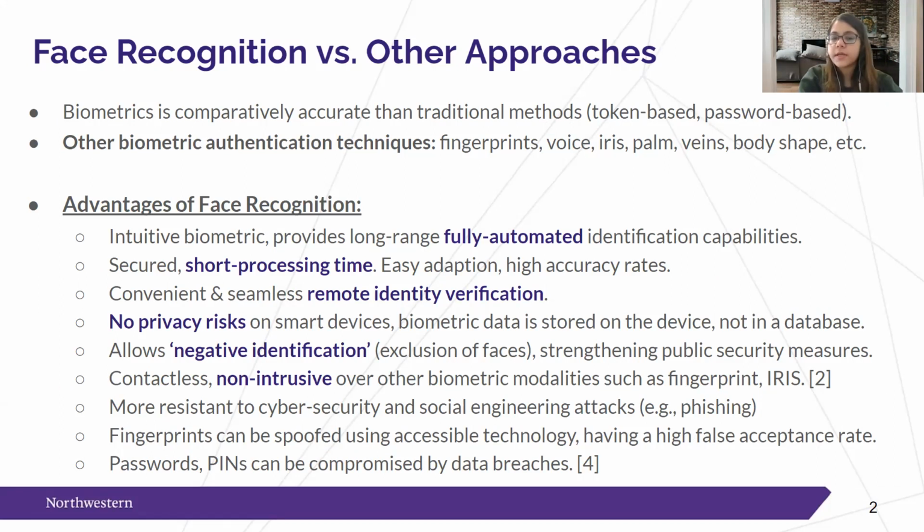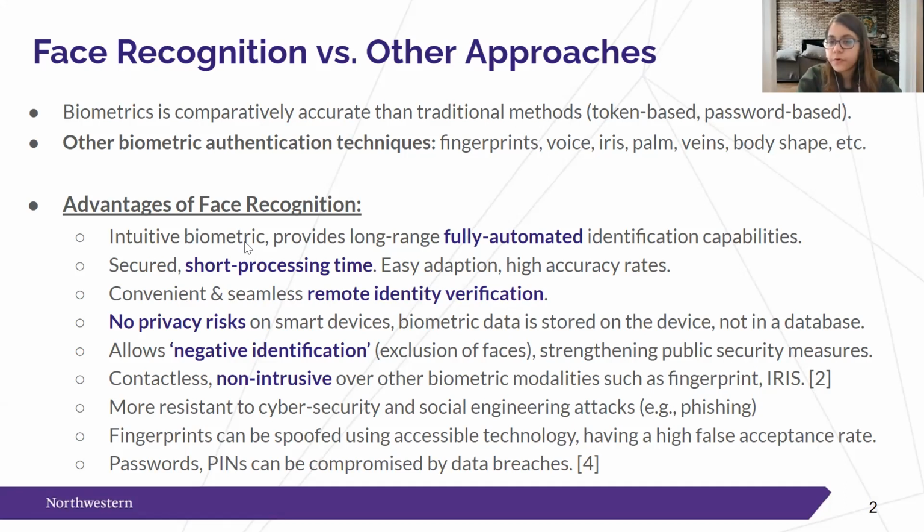The advantages, and why face recognition is such a prominent technique, is because it's intuitive. It provides long range, fully automated identification. It has a secure and short processing time and really high accuracy rates. So when you take your phone and you use your face ID, it's really fast, it's really accurate, it happens really quickly. So it's convenient, it's seamless, and there are no privacy risks because your biometric data is stored on your device. When you use face ID, it allows exclusion of faces.